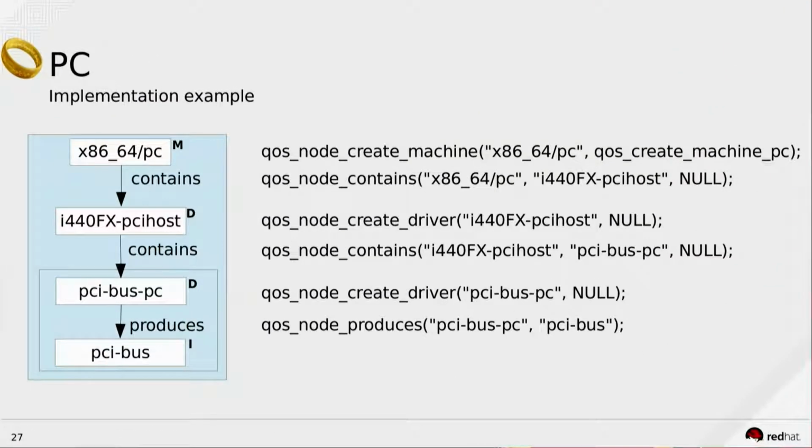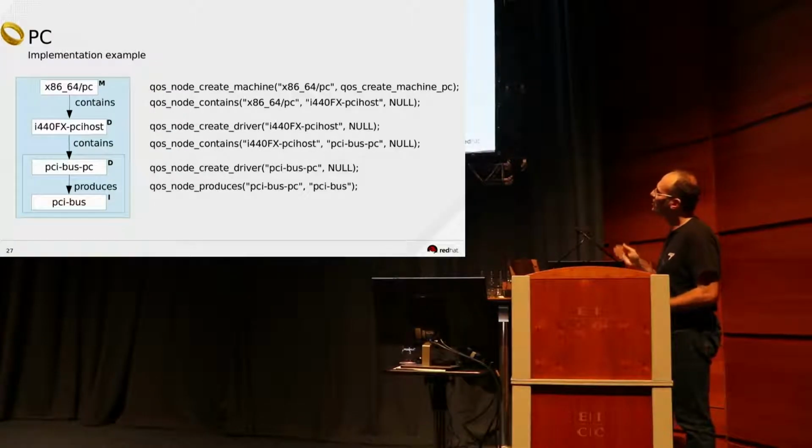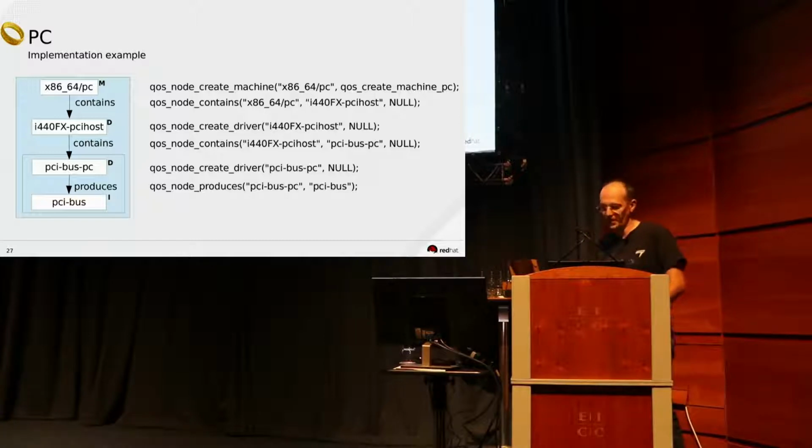Same example for the PC machine. We have the create machine with the constructor. We define all the drivers. We define the relationships between nodes with the contains edges. And we define at the bottom that the PCI bus PC driver produces a PCI bus interface, the interface that will be consumed by a PCI card.